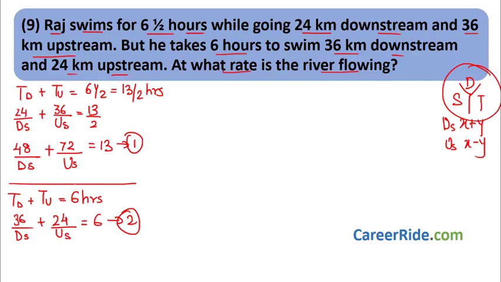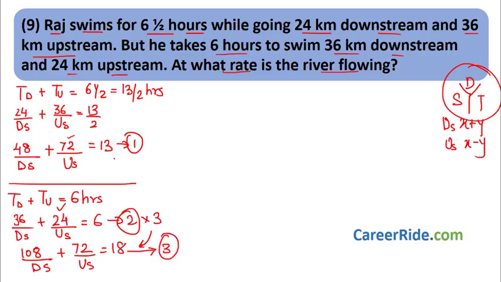So let us eliminate one unknown, or one variable. Now over here we see this is 48, this is 36. Over here this is 72 and this is 24. 24 into 3 is 72, so we will get these two equal, right? So let's multiply equation number 2 by 3. So what will we get? 36 into 3 is 108 divided by downstream speed plus 24 into 3 is 72 upon upstream speed equal to 6 into 3, which is 18. This is equation number 3.